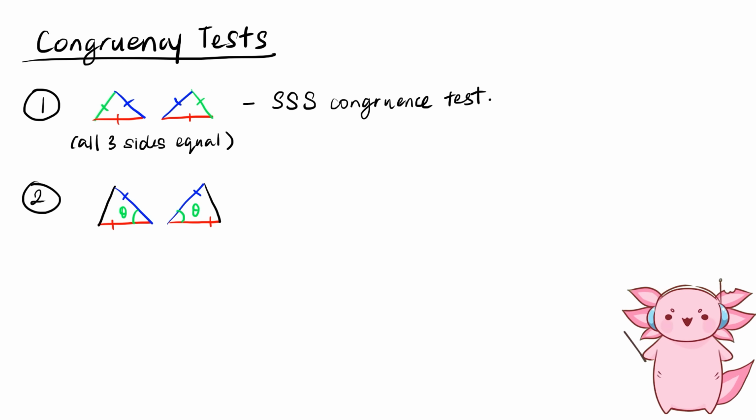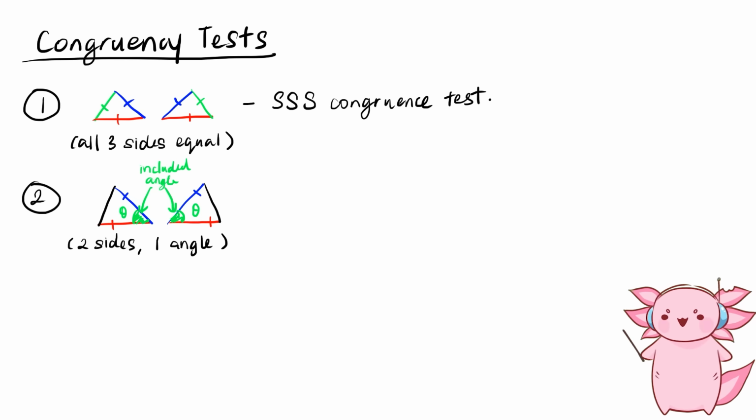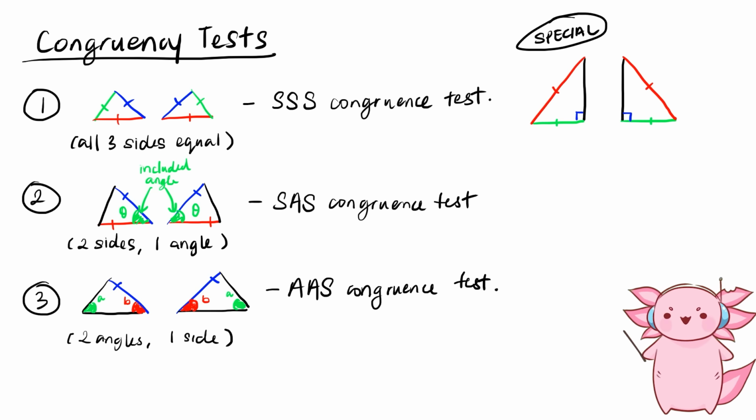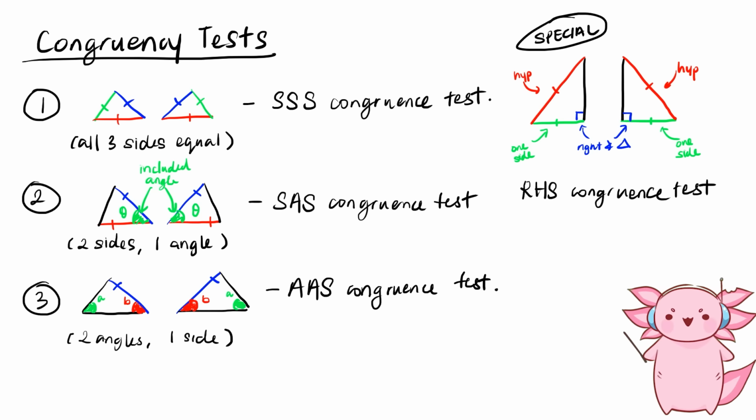The next congruency test is when 2 sides and 1 angle are the same, but please take note that this angle here has to be an included angle, which means that it's sandwiched between the 2 sides over here. We call this the SAS congruency test. The next one is where 2 angles and 1 side are the same, and we call it the AAS congruency test. The last one is the most unique one, where it only works in a right-angled triangle where the hypotenuse and 1 other side are the same, and we call it the RHS test.